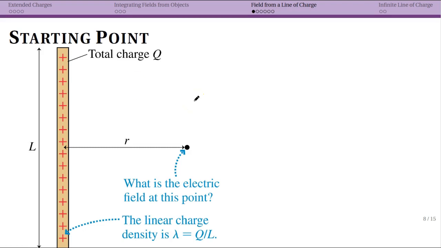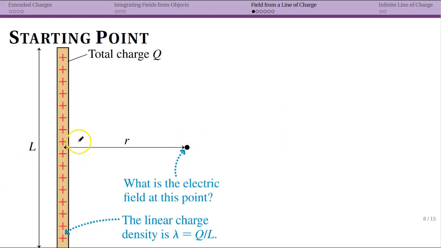We're going to apply our problem-solving process to the situation where we have a finite length of one-dimensional charge. So this is a line of charge, and we want to find the electric field at this point. Now note that r here is a variable. We're not actually specifying a specific point at 10 centimeters. We're actually saying here that it's from the middle.